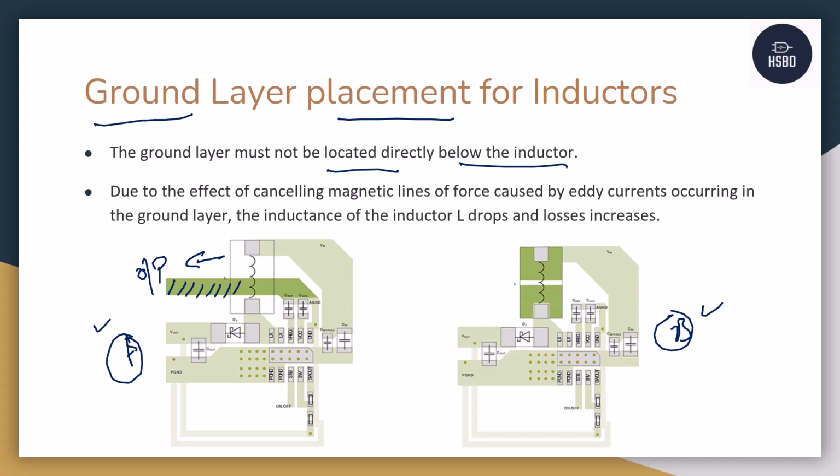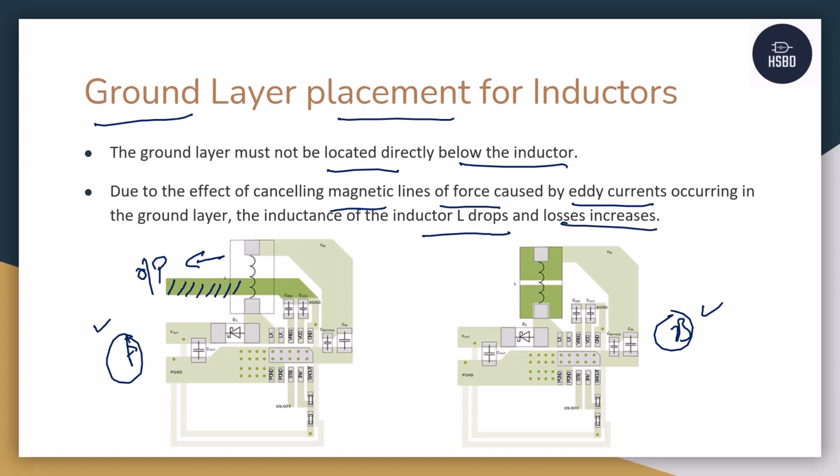It is always advised not to use the ground plane below the inductor pads. Why is it so? Because there will be cancelling of magnetic forces caused by the eddy current. The ground plane usually has eddy currents, and because of that, the magnetic field which is being created in the inductor will be cancelled out, and once it gets cancelled out, the inductor value drops and the losses increase.